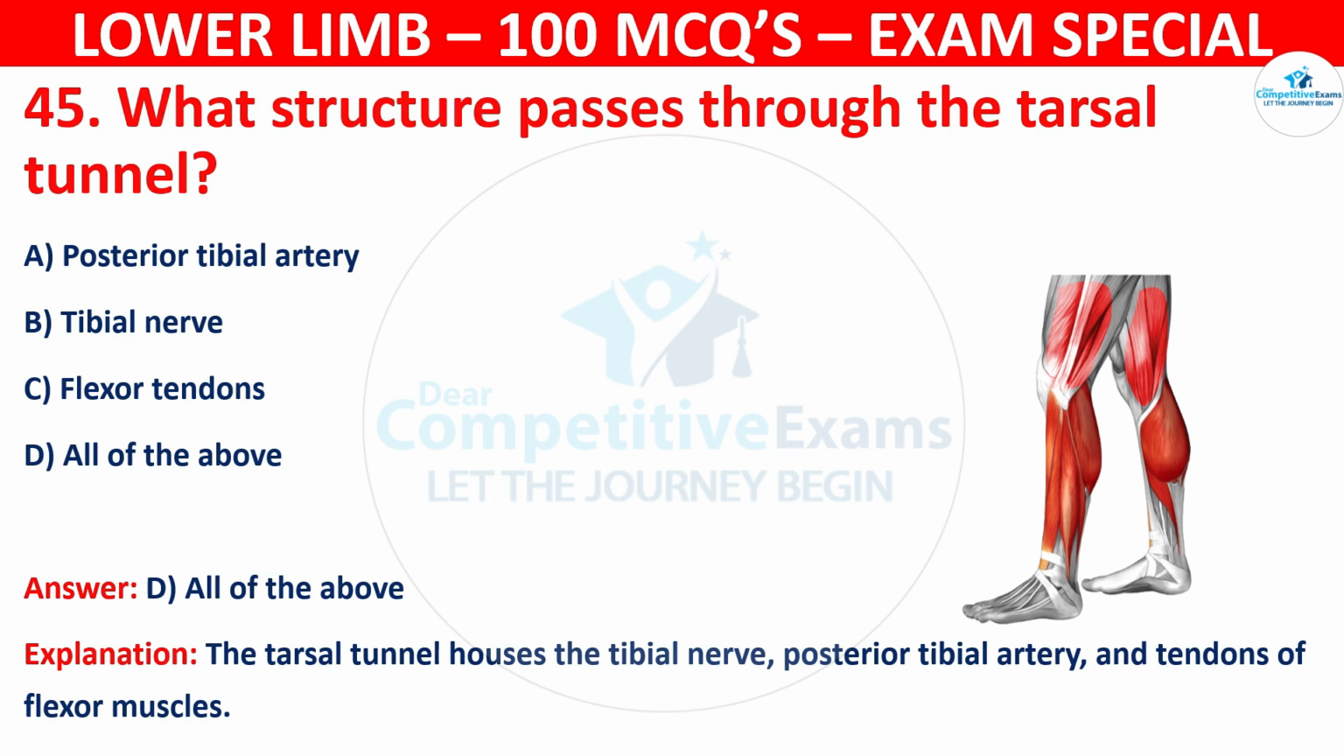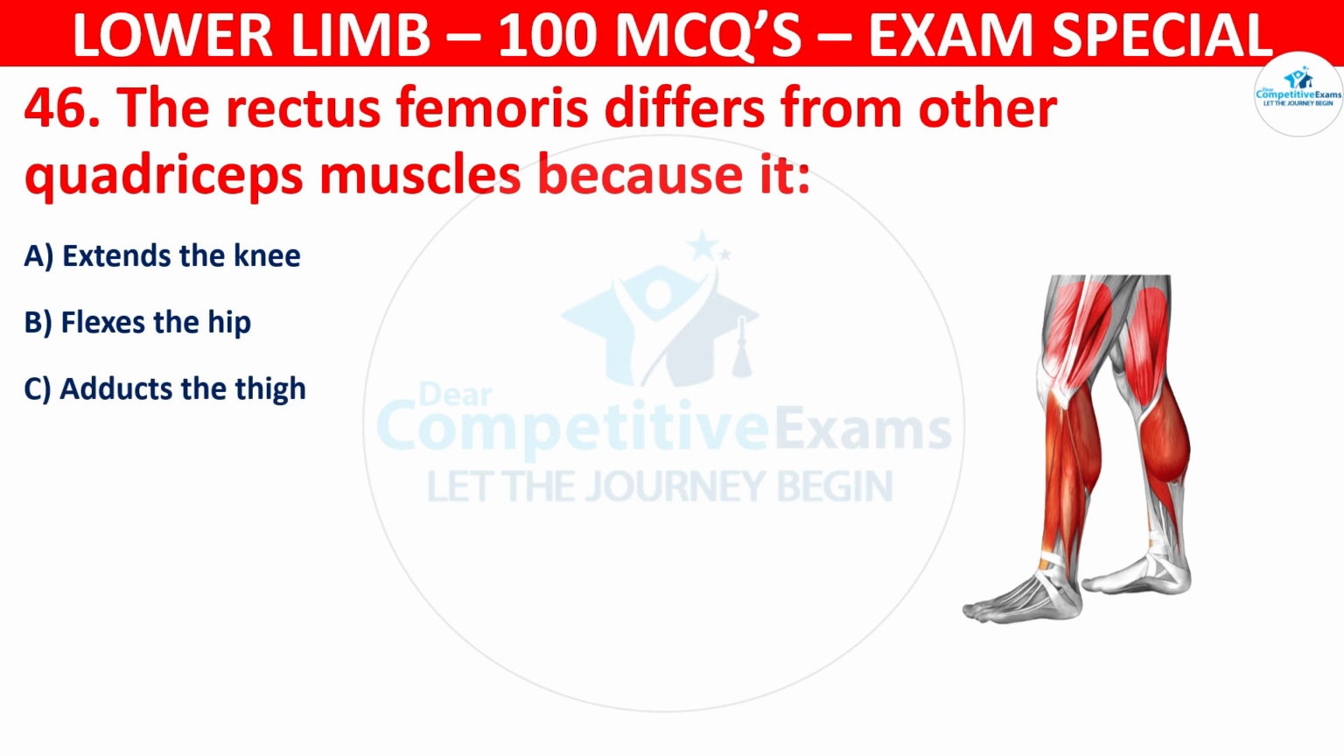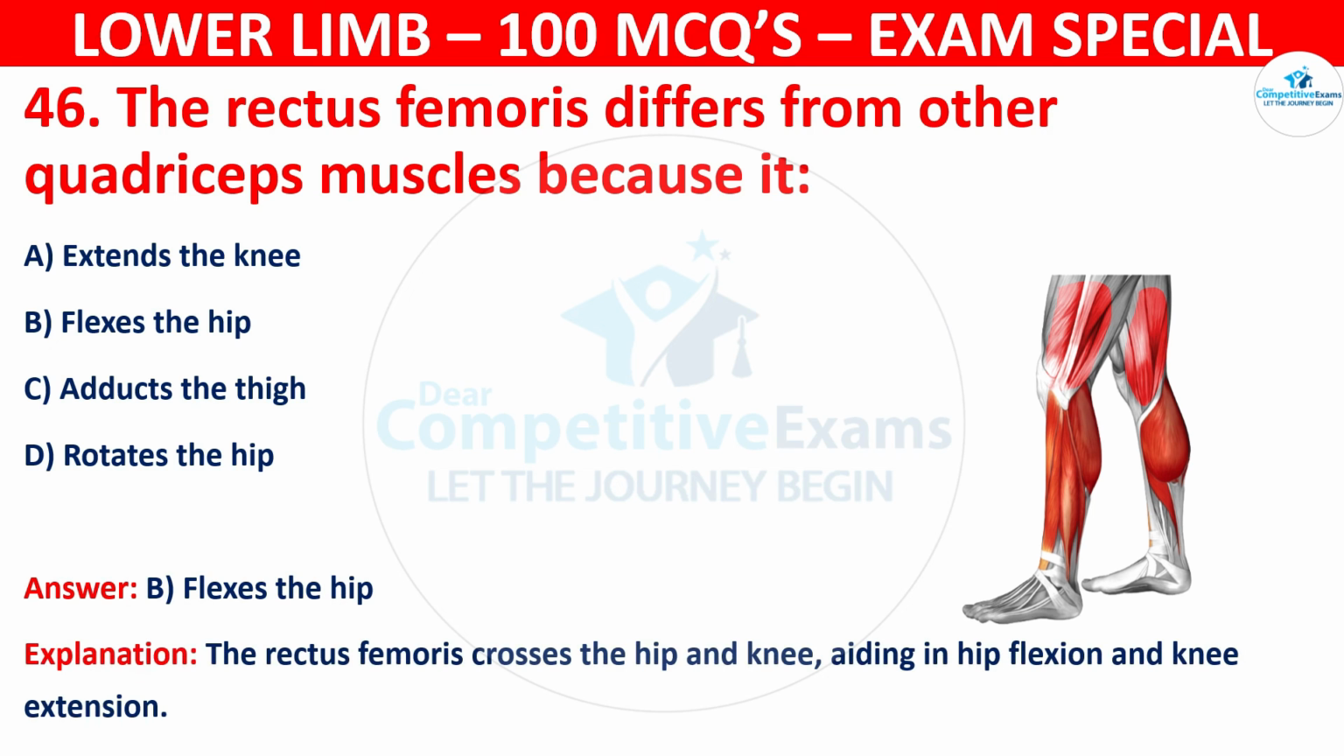Question number 46. The rectus femoris differs from the other quadriceps muscles because it extends the knee, it flexes the hip, it adducts the thigh, or it rotates the hip. The correct answer is B, that is it flexes the hip. The rectus femoris crosses the hip and knee, aiding in hip flexion and knee extension.